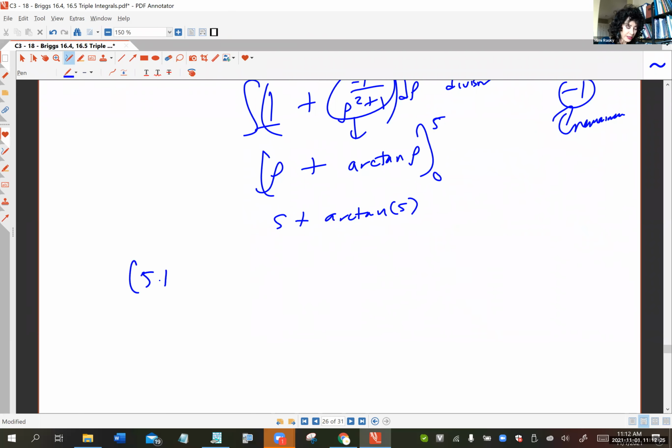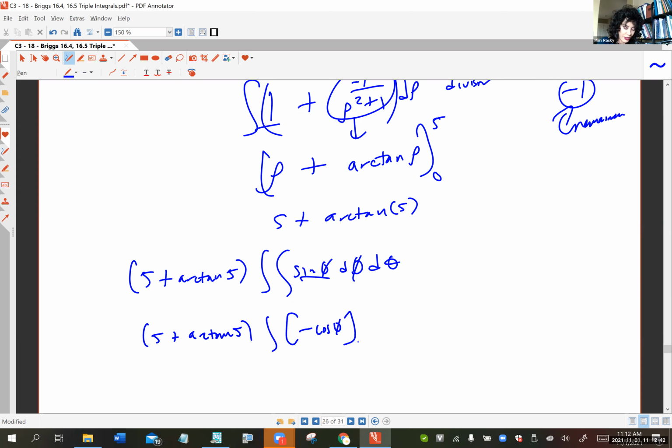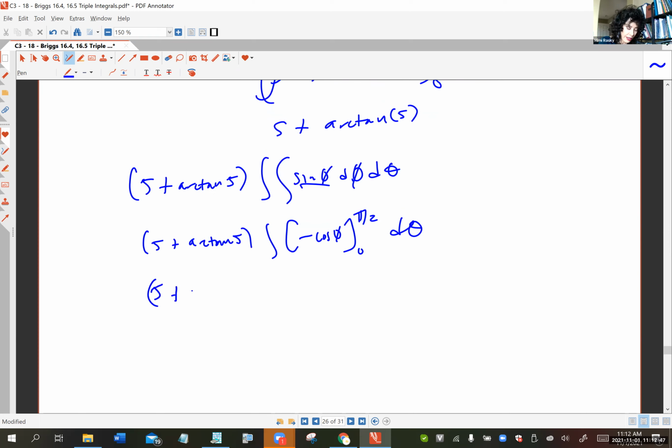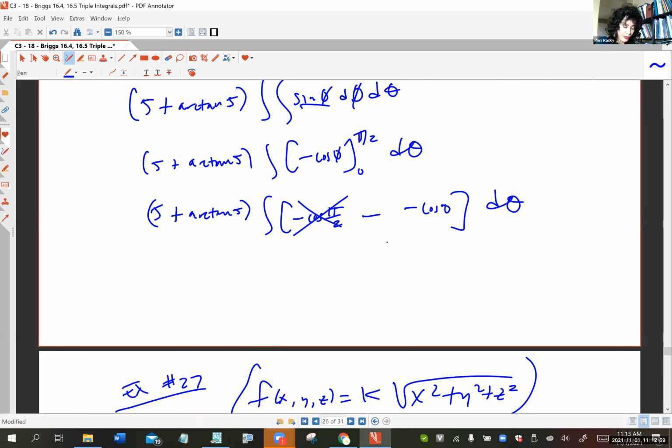So then what? At this point in time, I'm going to pull this multiple out. You've got a double integral, sine phi d theta, and the antiderivative of sine phi. We've already done this a few times now, so it's getting a little old, minus cos, but you're going to go between 0 and pi halves. I'm continuing to write this weird number down, which is 5 plus arctan of 5. And cosine of pi halves is 0. Minus is a plus 1. So that doesn't contribute anything.